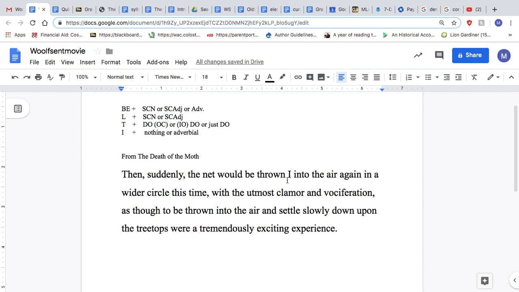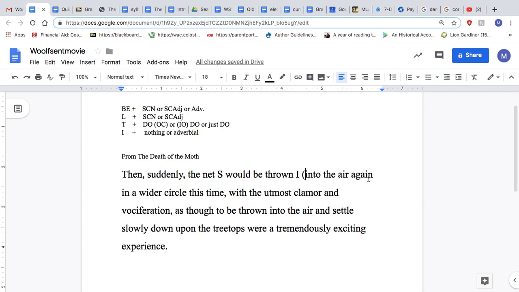Also, the sentence could stand on its own if there were no adverb following it, which is another indicator that it's an intransitive verb, meaning it's not transferring anything to another noun. The verb isn't taking something from one noun and going to another noun. It's just a verb that can stand on its own in an independent clause. So the net is our subject, would be thrown is our intransitive verb, and into the air is our prepositional phrase adverb.